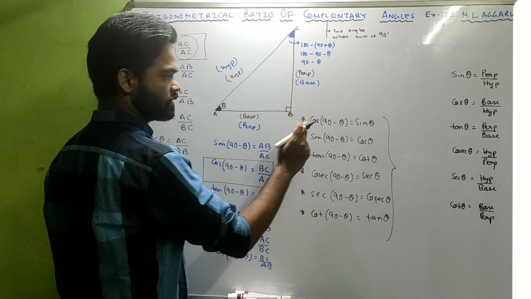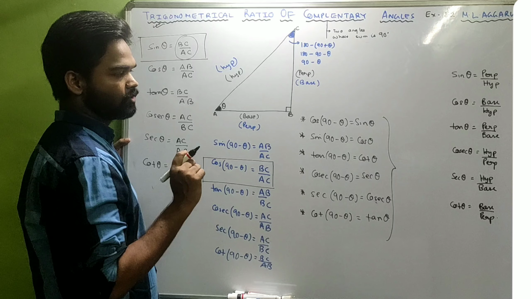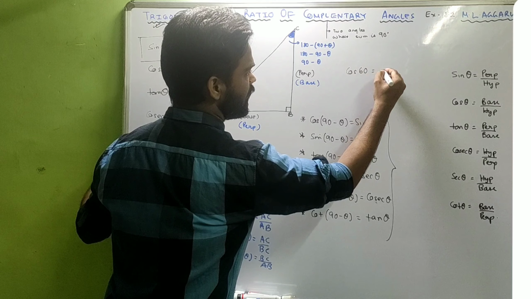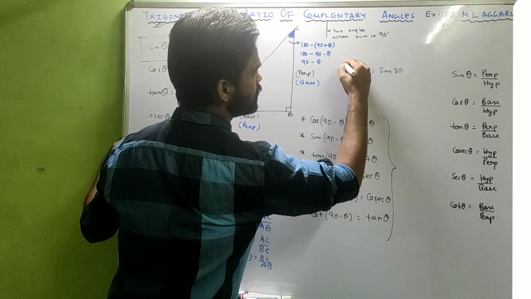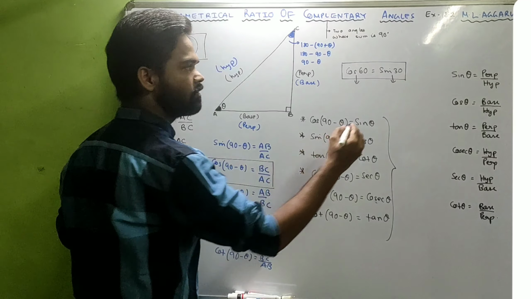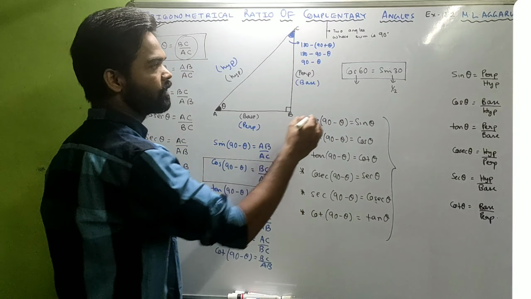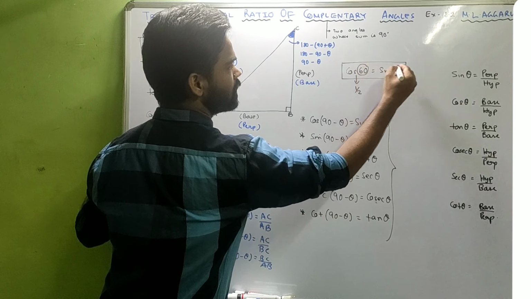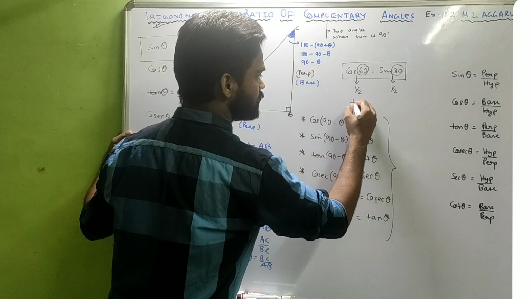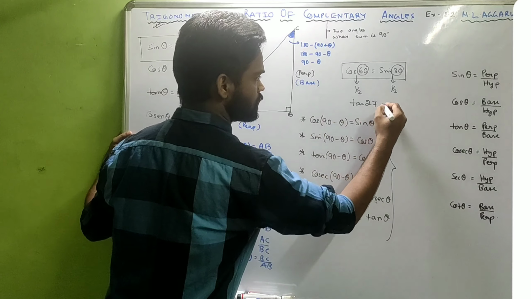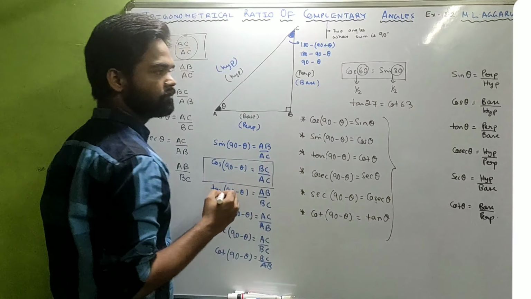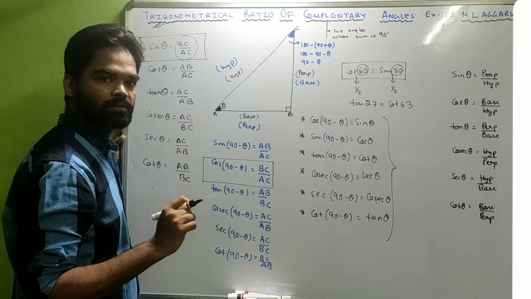It simply means, see, 90 minus theta and theta are complementary to each other, which means cos of 60 degrees and sine of 30 degrees will have the same value. We know this. Sine 30 we know is half, a standard angle we have done earlier, and cos 60 is half. See, 30 and 60 are complementary to each other. Similarly, tan 27 degrees, suppose, will be equal to cot 63 degrees, because 27 and 63 are complementary to each other.